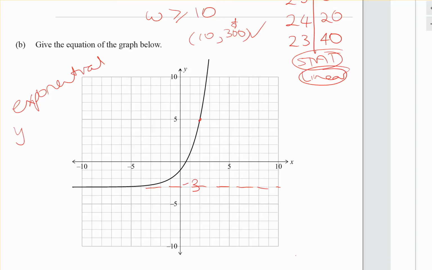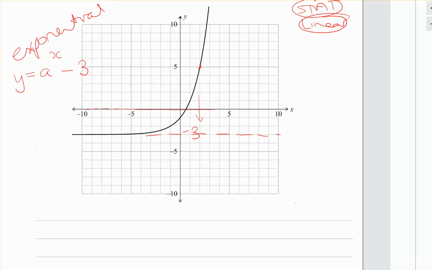So the general equation for an exponential is y equals a to the x, and in this case it would be minus 3, because exponentials usually level off to the x-axis. This one has dropped down 3, so we need to minus 3. Now every graph has a table of points associated with it.